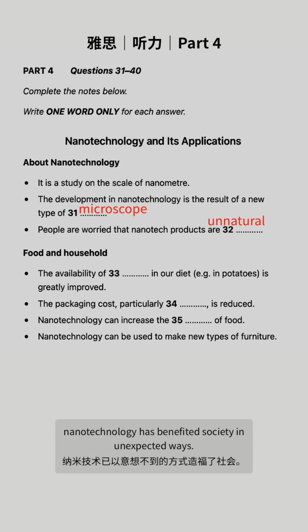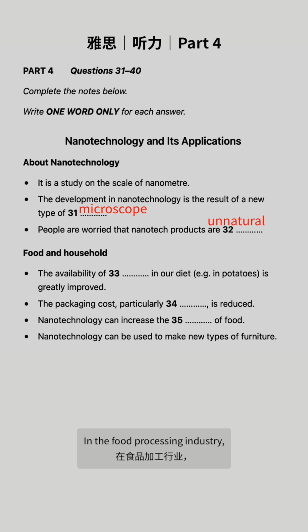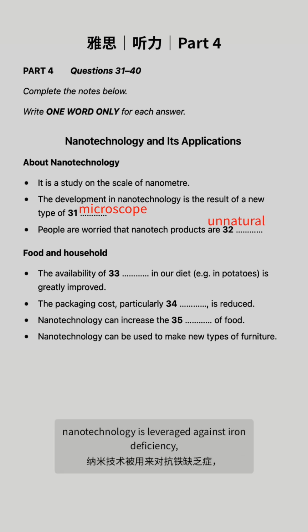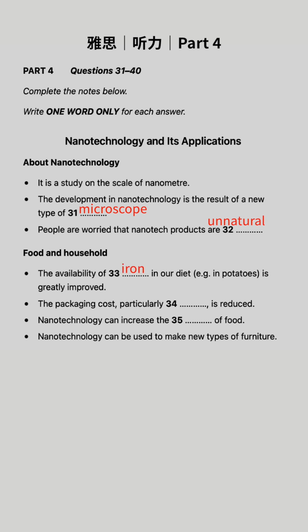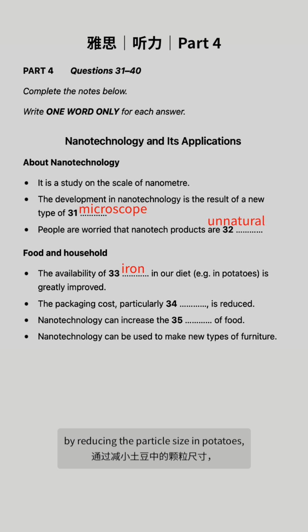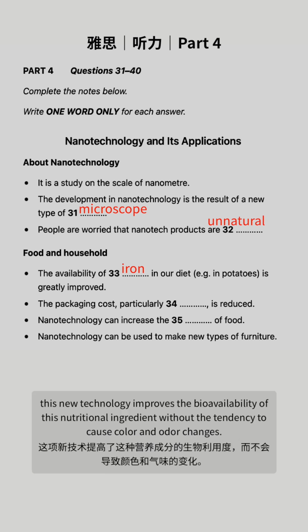Despite the concern, nanotechnology has benefited society in unexpected ways. In the food processing industry, nanotechnology is leveraged against iron deficiency, which triggers anemia. For example, by reducing the particle size in potatoes, this new technology improves the bioavailability of this nutritional ingredient without the tendency to cause colour and odour changes.